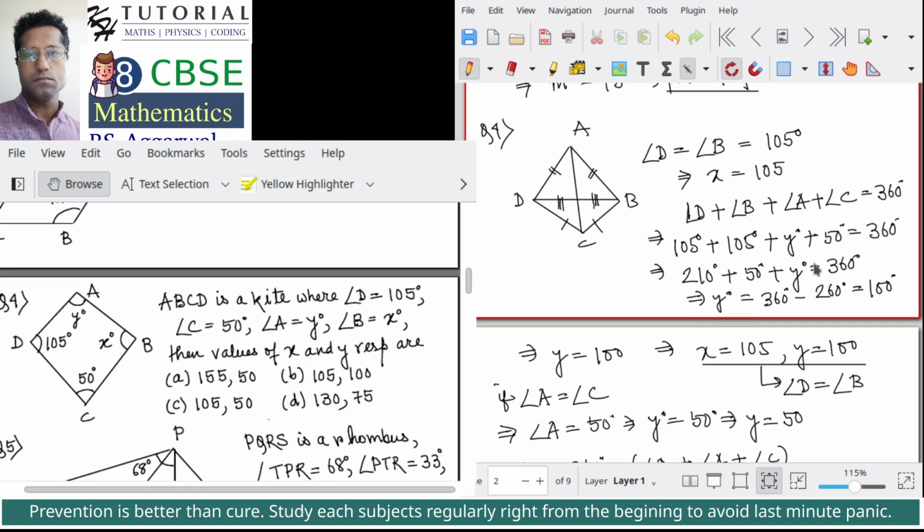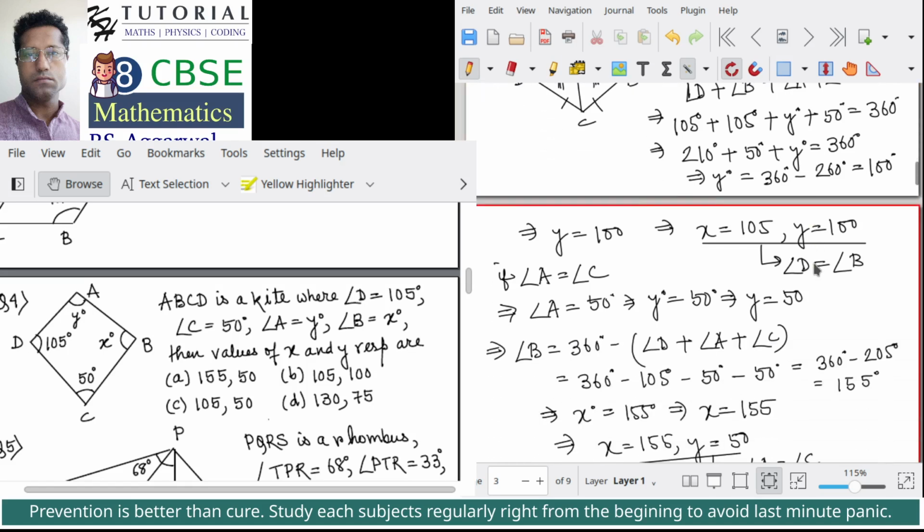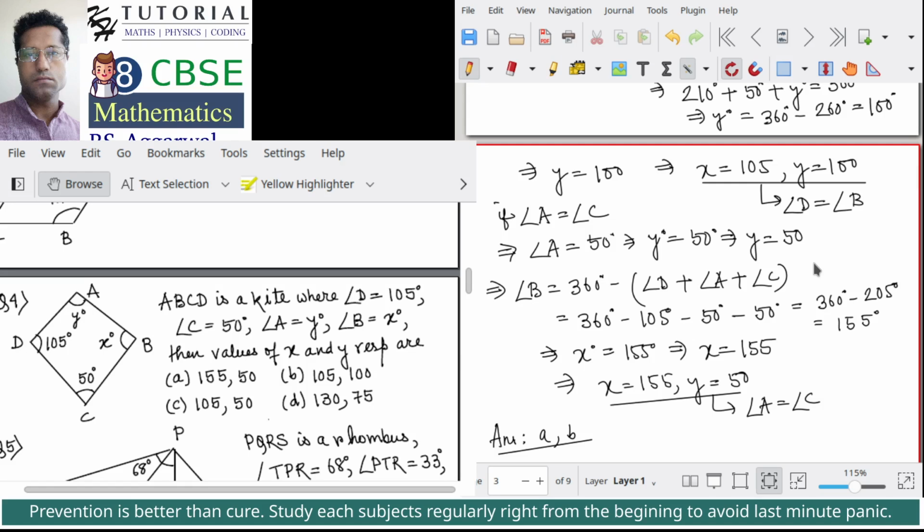And if we assume the other two opposite angles to be equal, that is angle A is equal to angle C, then y will be 50 degree, then obviously x will be 360 minus 105 minus 50 minus 50, which is 360 minus 205, which is 155. So in that case, x is equal to 155 and y is equal to 50, which is choice A. Okay, so I don't think my solution is incorrect. We are getting two possible answers. Choice A can also be a correct choice. Choice B can also be a correct choice.